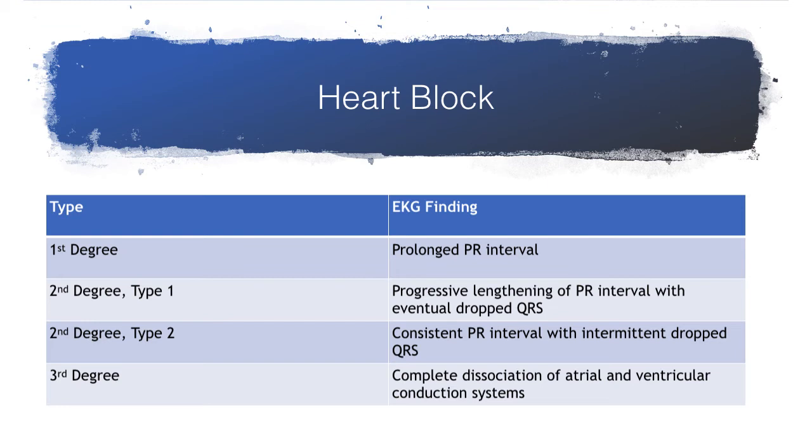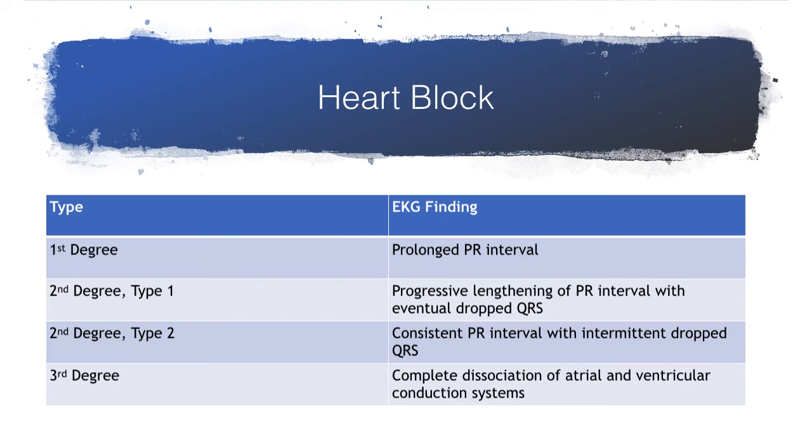And then third degree is notable for complete dissociation of your P waves and QRSs, or your atrial and ventricular conduction systems. Recall that first degree and second degree type 1 are generally benign conditions that oftentimes don't warrant further treatment, but second degree type 2 and third degree can be life-threatening and generally are going to require admission to the hospital and eventual pacemaker placement. So if that's a question on your boards or a scenario that you experience in real life, that's the correct answer, to get your cardiologist or cardiac ICU on the line and have this patient admitted.